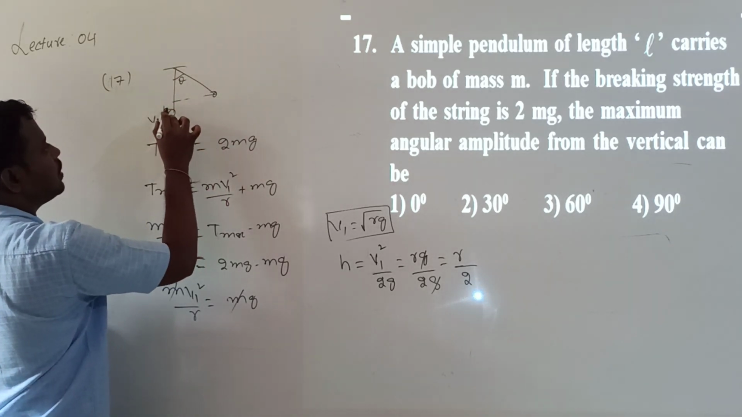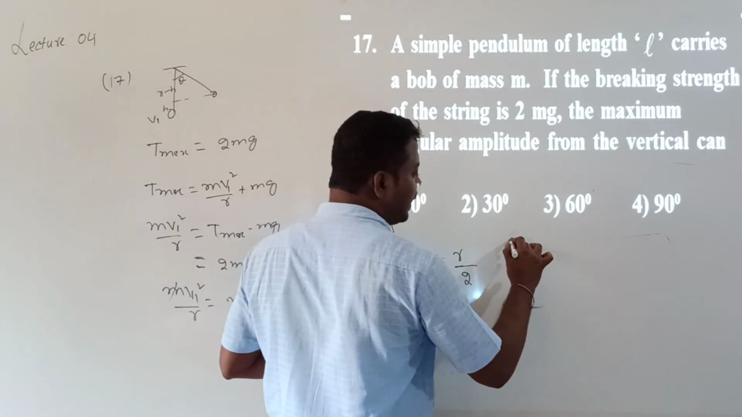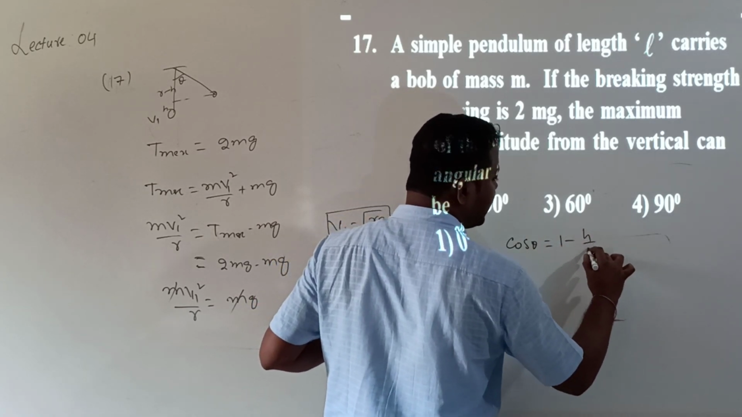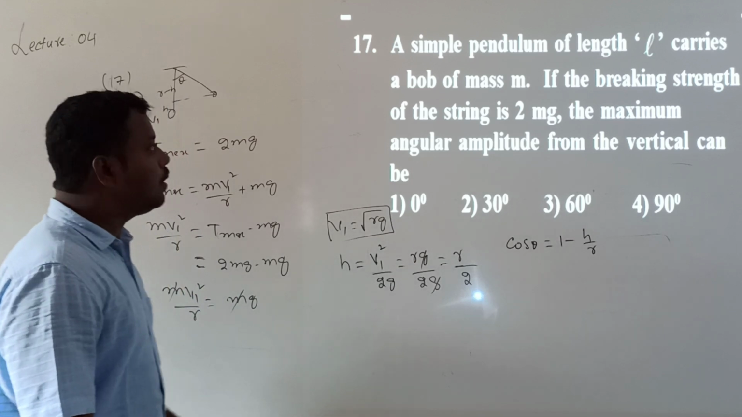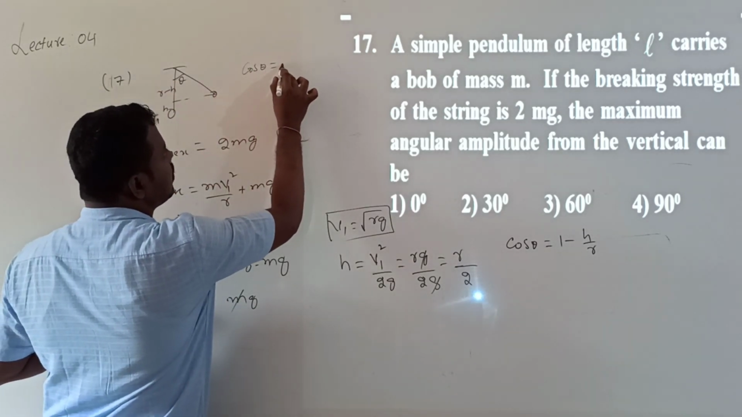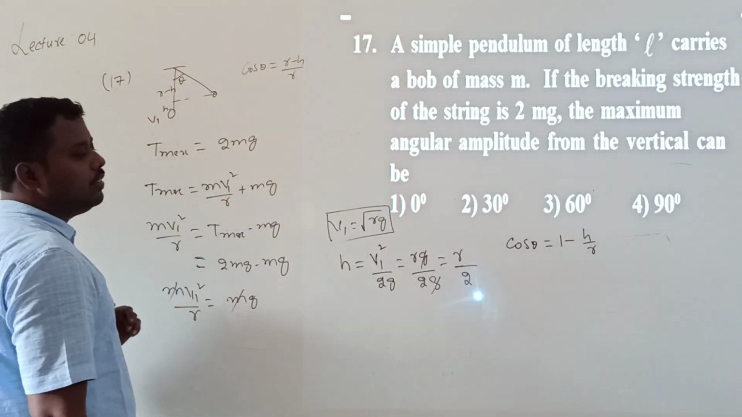That height value h, this value r1. So can I write the formula for cos theta? Cos theta is equal to 1 minus h divided by r. I have written this formula many times. So from this angle, cos theta value is equal to (r minus h) divided by r, otherwise 1 minus h divided by r.